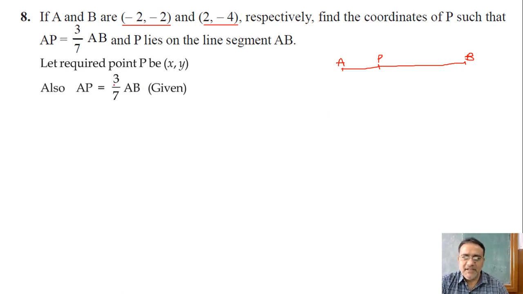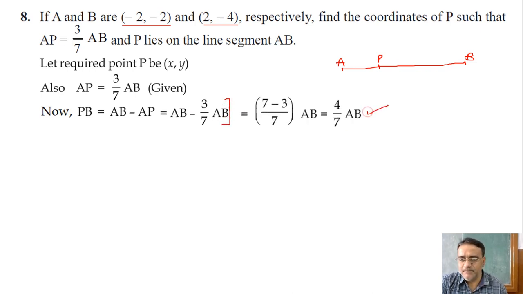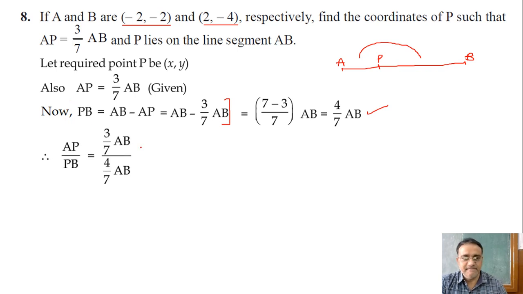Okay, AP is equals to 3/7 of AB. So PB will be AB minus AP. That is AB minus 3/7 AB. If you simplify, you will get 4/7. Now the ratio of these two we have to find actually. So AP upon PB. So यहाँ पर ध्यान से देखो, AB और 7 cancel. So what is the ratio? 3:4. 3:4. Right? Now we have to find the value.